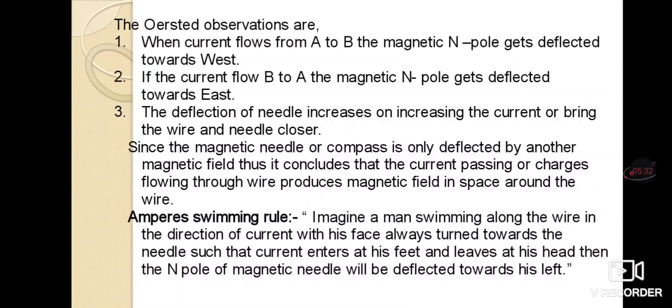Such that when the current enters at his feet and leaves from his head, then the north pole of the magnetic needle will be deflected towards his left hand side. So, this is the direction of the magnetic needle, compared with a swimming person. That is given by Ampere's swimming rule.